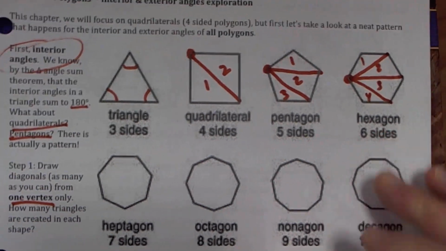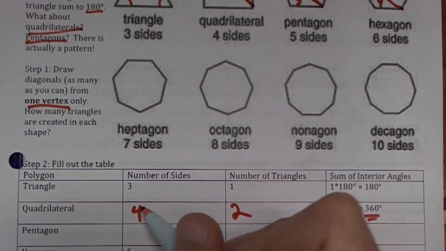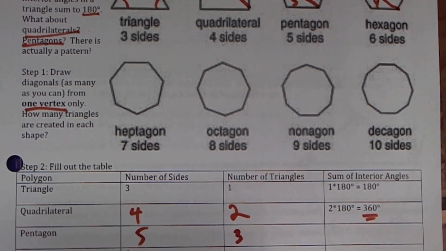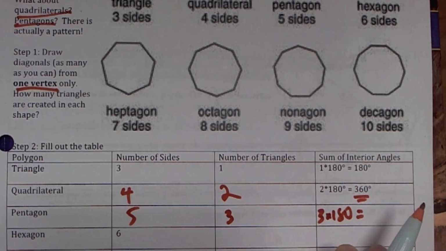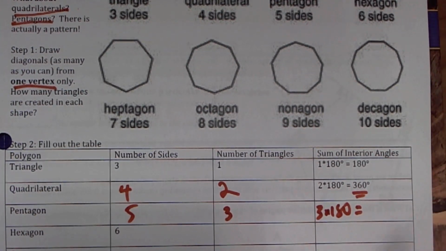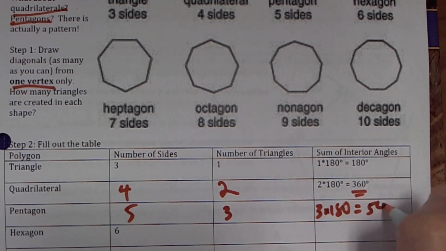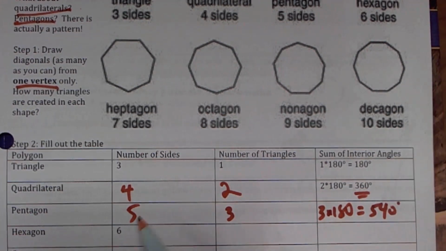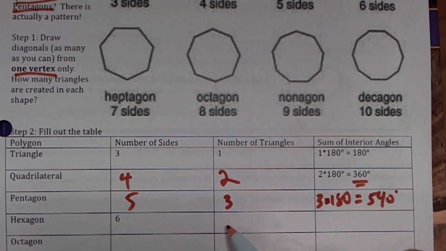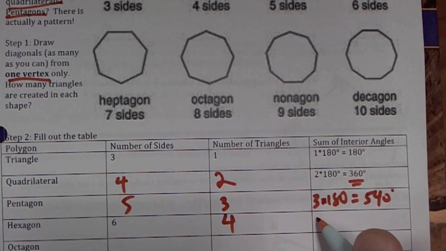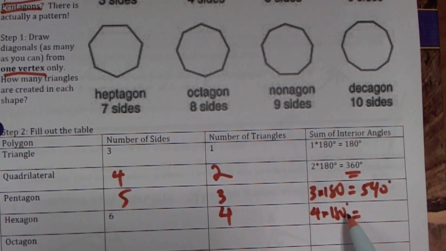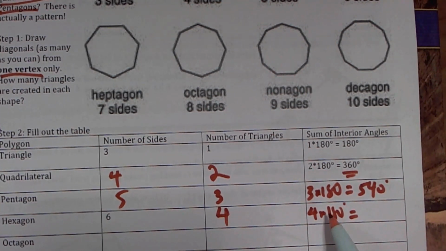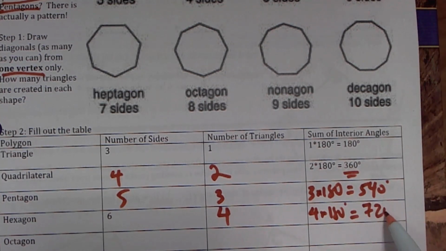So let me pause and fill that in here. A pentagon has 5 sides, forms 3 triangles, and so the sum would be 3 times 180. 3 times 180 is 300 plus 240, so 540 degrees. Hexagon, 6 sides, can form 4 triangles. So 4 times 180 degrees. 400 plus 4 times 80 is 320. 400 plus 320 is 720 degrees.